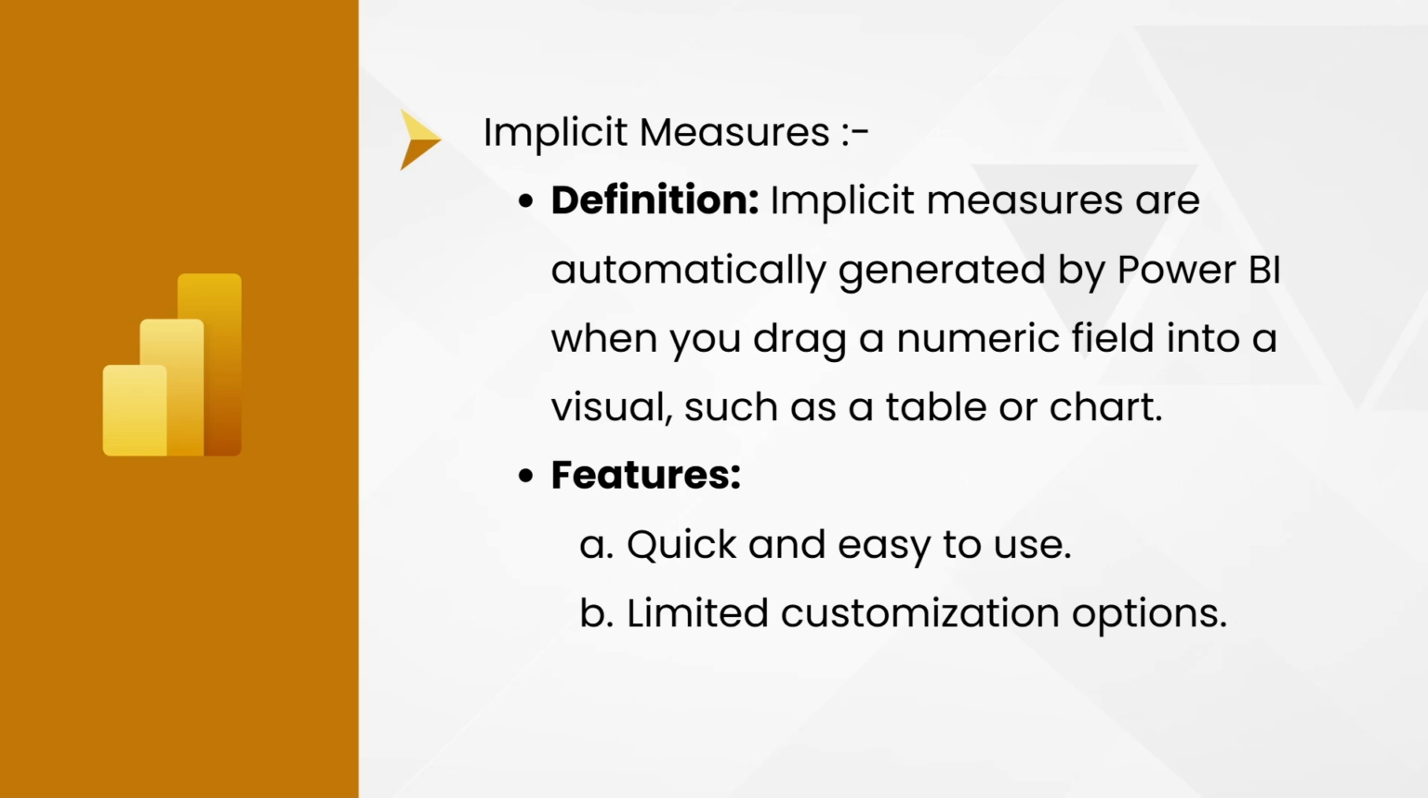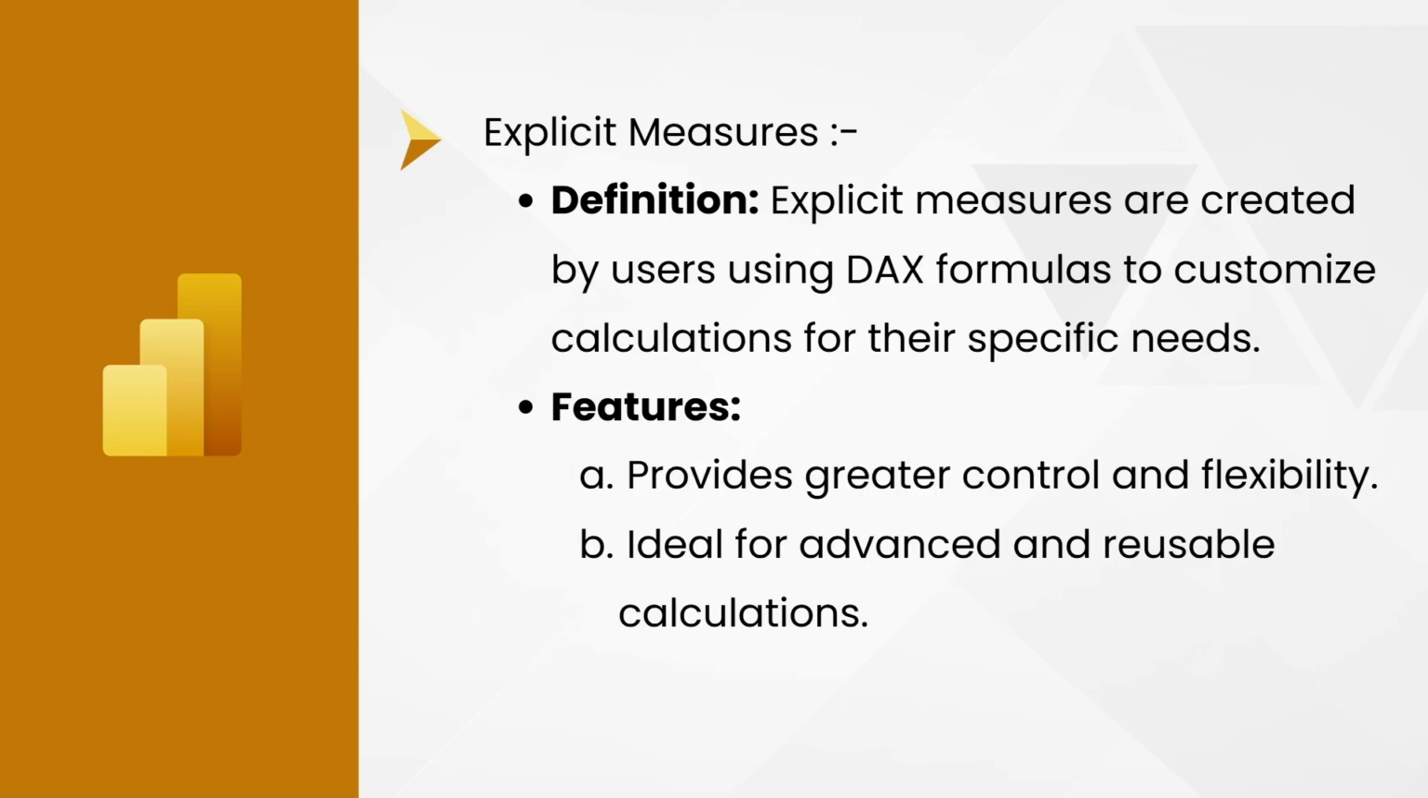While implicit measures are convenient, they may not meet all our analysis needs. For advanced and reusable calculations, we need explicit measures. What is an explicit measure? Explicit measures are created manually by users using DAX formulas. They give us complete control over our calculations. The features of explicit measures are they are highly customizable. We can reuse them across multiple visuals. They are ideal for complex or specific calculations.